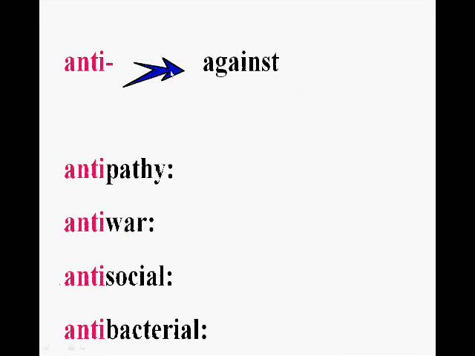Another prefix we're going to look at is the prefix anti. And anti means against. Okay? I think you saw this prefix many times, okay? And of course, anti means against. And the examples we have here are antipathy, anti-war, antisocial, and antibacterial. Okay? So let's look at the meanings of the words.